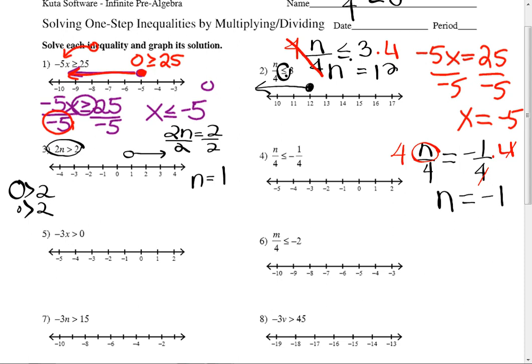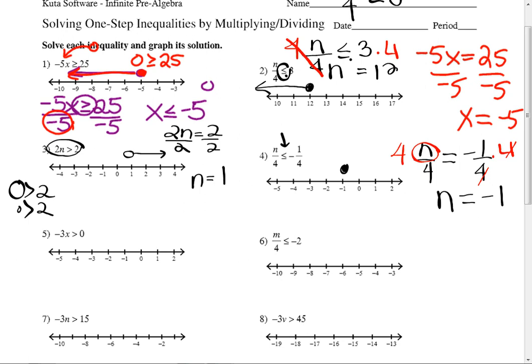Now, do I get to include the negative 1? Does it have the extra little line here? It is included. It says less than or equal to. Is that okay? So at negative 1, that's my boundary. I get to shade it in.